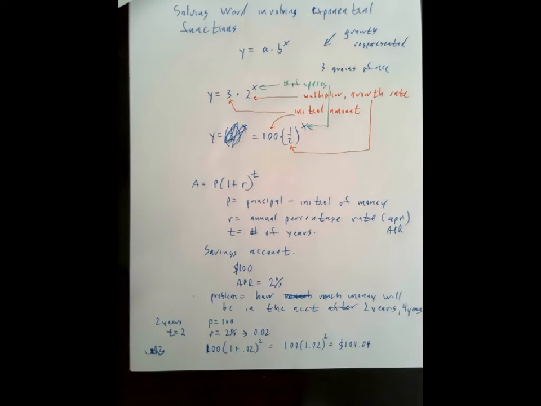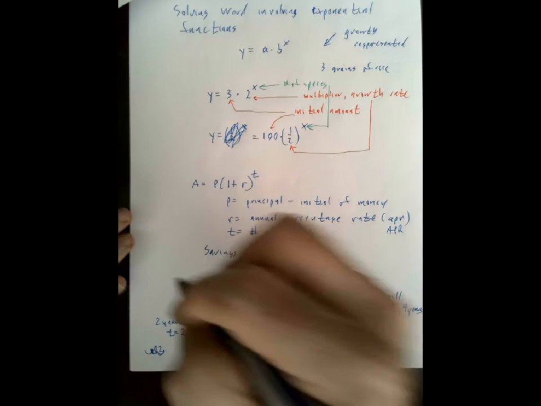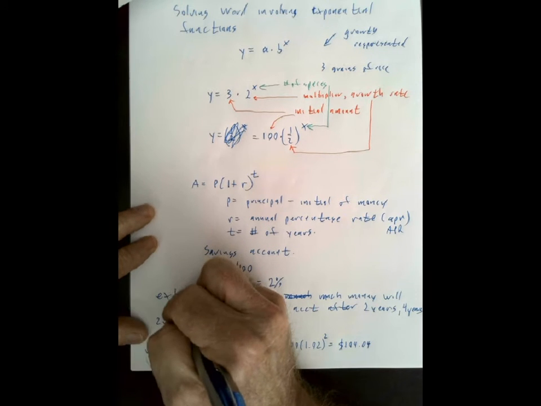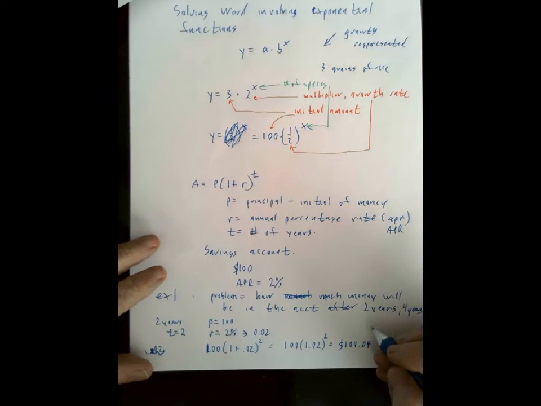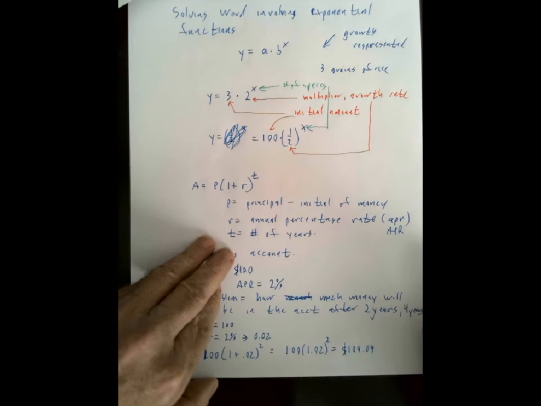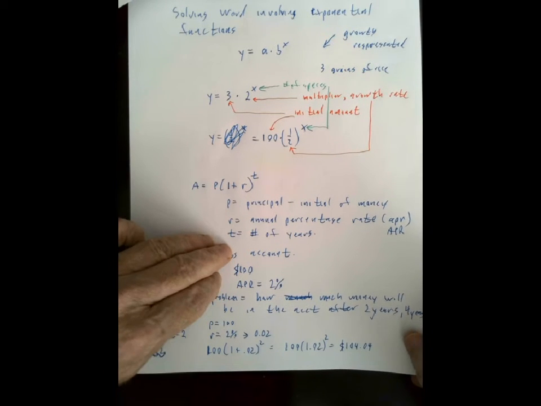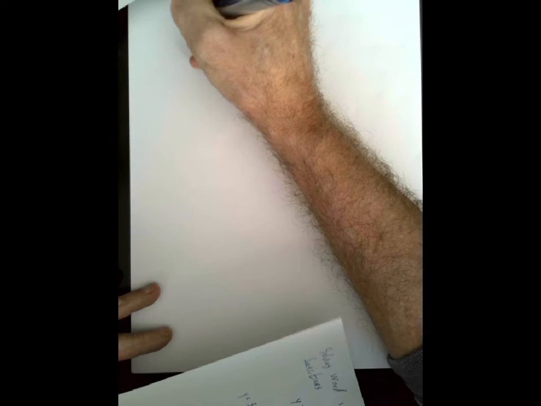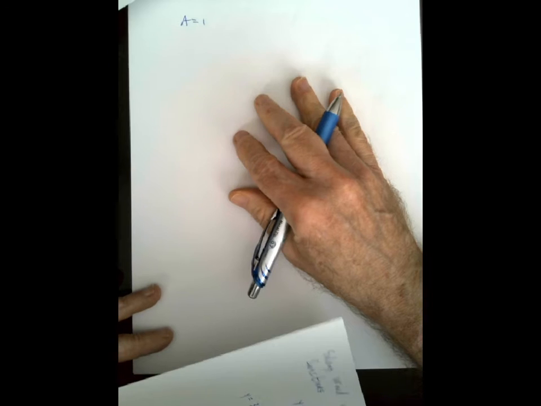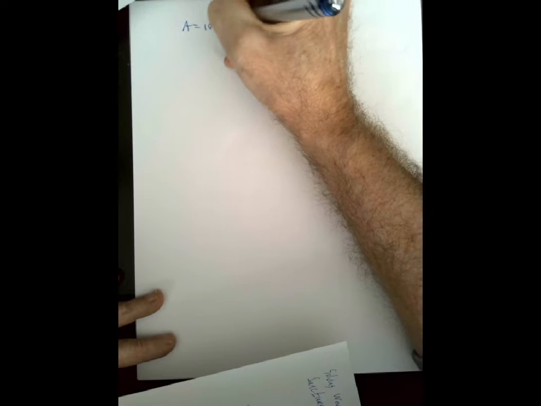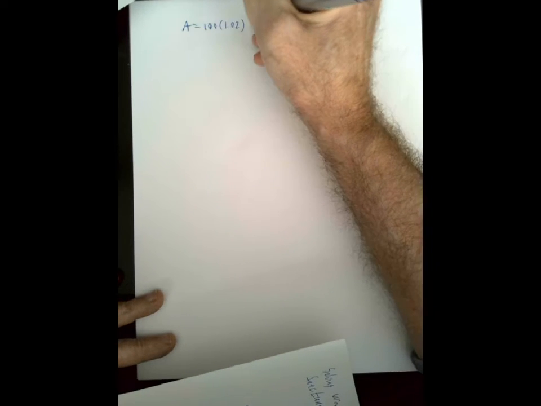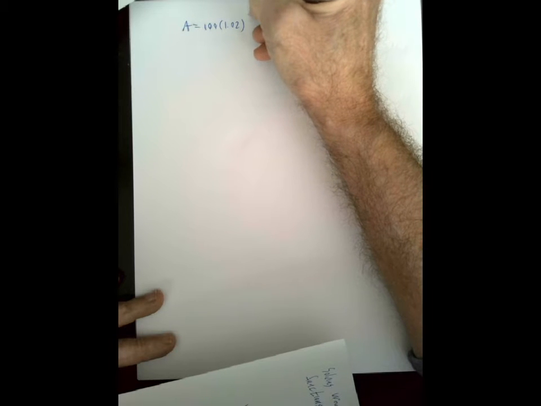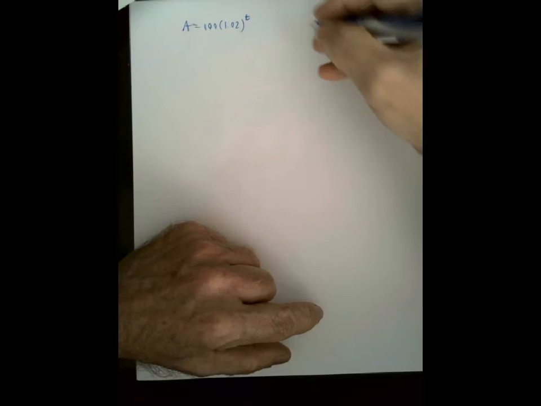Okay, so I'm going to go to the next. This, by the way, is example 1, which is the 2-year one. Example 2, we're going to do it again, but for 4 years, right? So we're going to use the same formula. A is equal to 100 times 1.02, and to the t, I'll put t there first. But for the second version of the problem, we want t equal to 4 years.